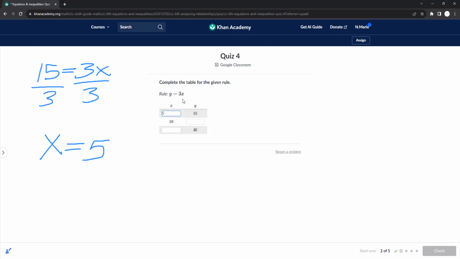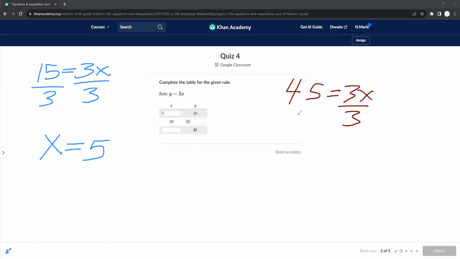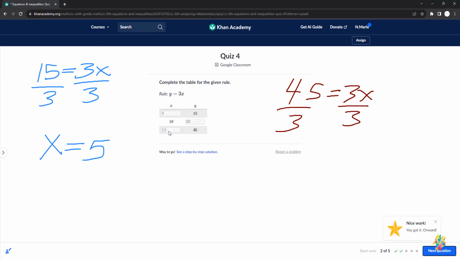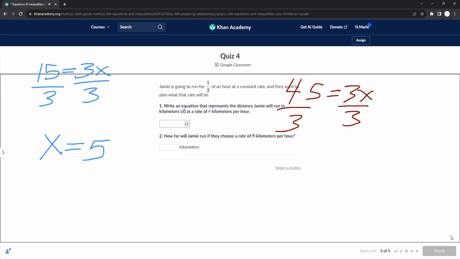When I plug in a 10, 10 times 3 is 30. When I plug in a 45, I get x is 15 when I solve my one-step equation. So pretty simple.